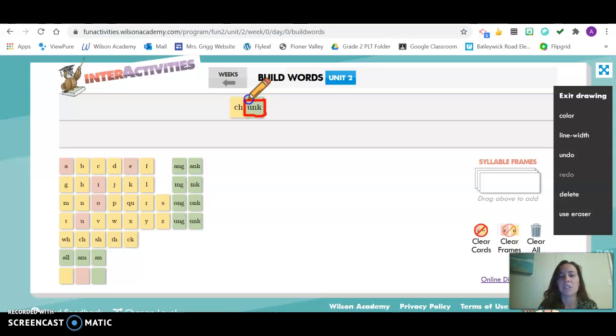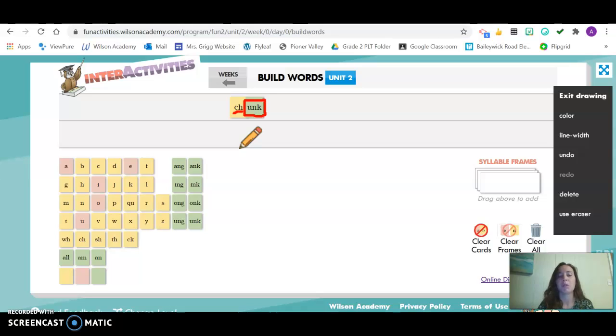What are some other things you see that we could mark up in this word? Do you see a digraph? I see a digraph. Is it at the beginning or end of the word? It's at the beginning of the word. I'm going to mark that digraph with a line under both letters to show that those two letters go together to make one sound. Now the last type of thing I can mark in this word is its syllable type.